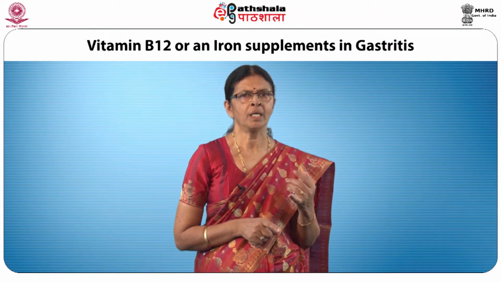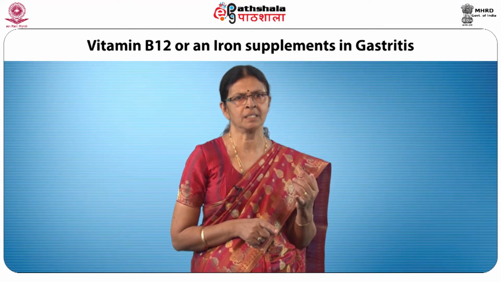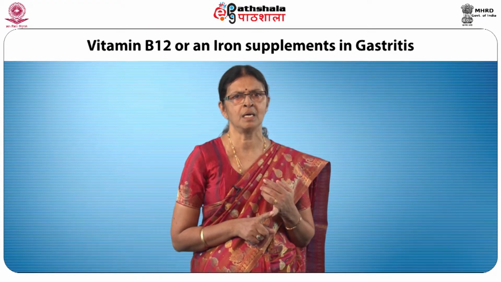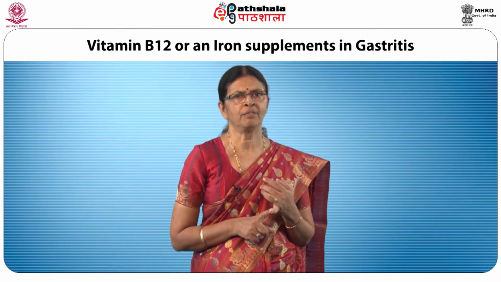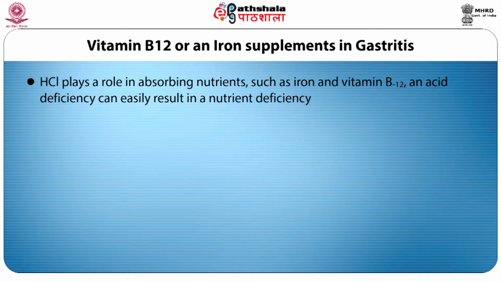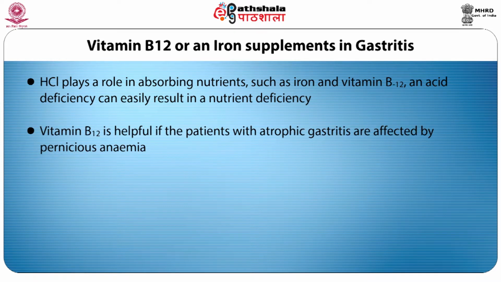Vitamin B12 or iron deficiency and gastritis. Deficiencies of vitamin B12 and iron will not cause gastritis or gastroesophageal reflux disease, but acid plays a role in absorbing nutrients such as iron and vitamin B12. An acid deficiency can easily result in a nutrient deficiency. Therefore, it may be desirable to give iron and vitamin B12 supplements. Moreover, vitamin B12 is helpful if patients with atrophic gastritis are affected by pernicious anemia.